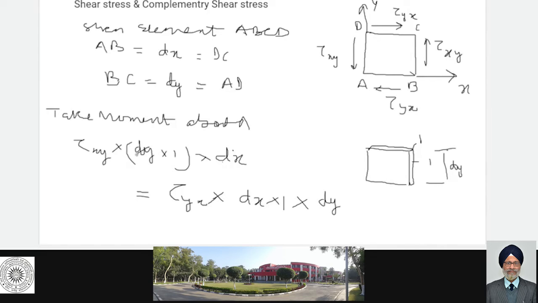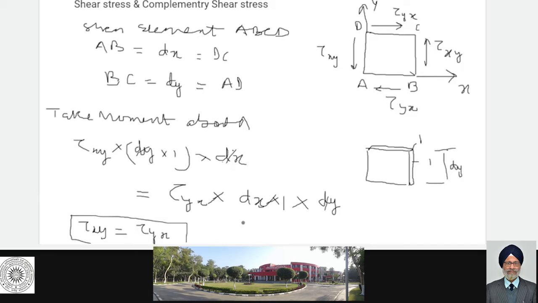Okay? So this will be cancelled. Therefore tau xy is equal to tau yx. One is a shear stress and this is a complementary shear stress. As you see, they are equal in magnitude, but opposite in direction. This makes a couple which is anti-clockwise and this makes a couple clockwise.